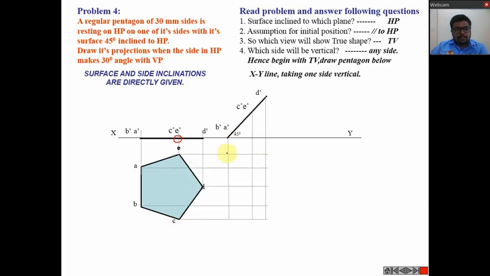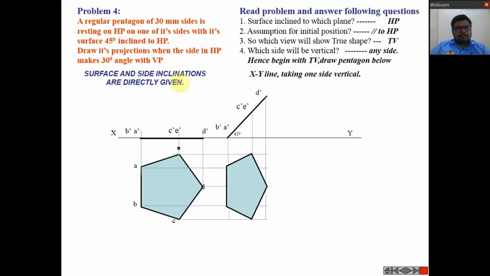So this is A dash and this one is A. So this will be our first point. This is B dash and this one is B. So this will be our second point. Then C dash and C, so third point. This is D and this one is D dash, so fourth point. And then E dash and E, so this will be the fifth point. In this way we can find these 5 points, and if we join them we will get a regular pentagon.